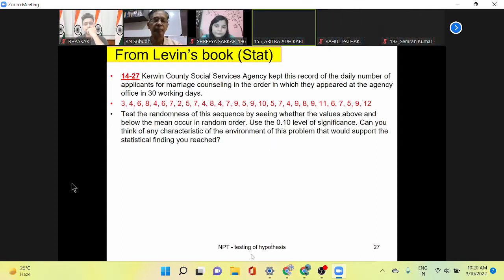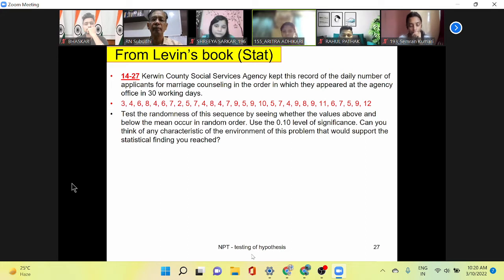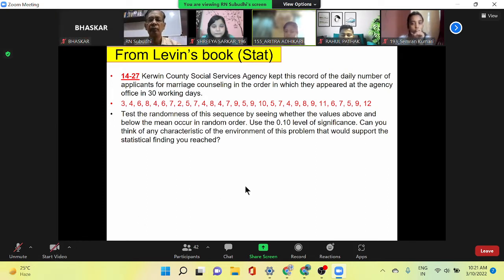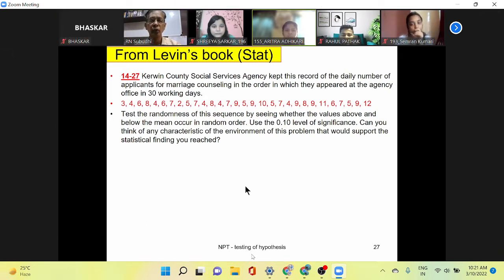So anyhow, we have to find out two, if here it is given that above or below the mean occur in random order. So we have to find out two variables where we can assign each of them. How will you do it, Aritra? So sir, here the mean is coming 6.67.